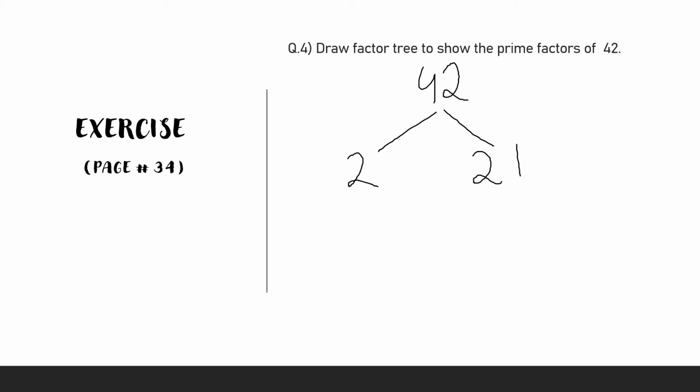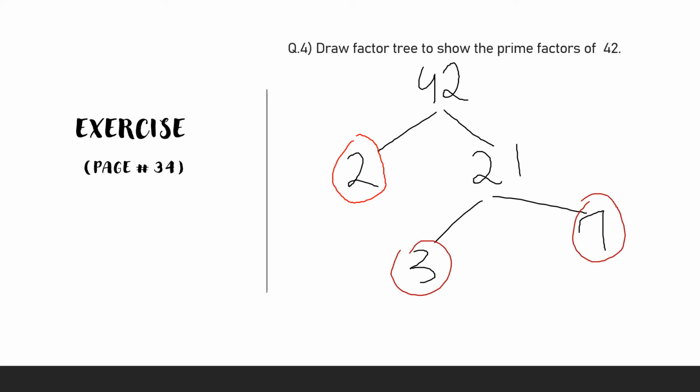Here the 2 is a prime number, but 21 is not. It is a composite number. It means that we can split it further. It is not an even number, so we cannot do it with 2, but we can do it with 3, because 3 sevens are 21. So 3 and 7 are prime numbers. So we get 3 prime numbers here, 2, 3 and 7. So 2, 3 and 7 are the prime factors of 42.